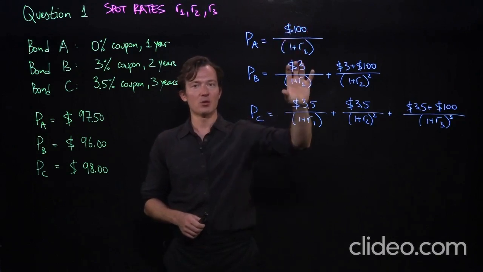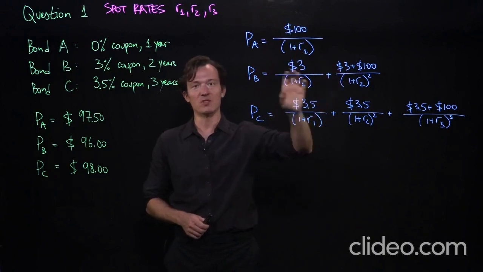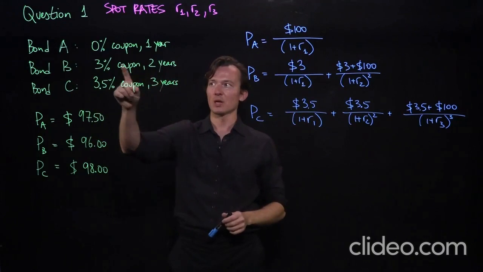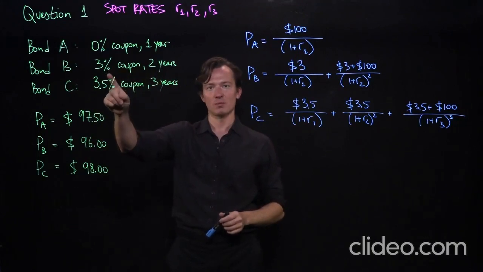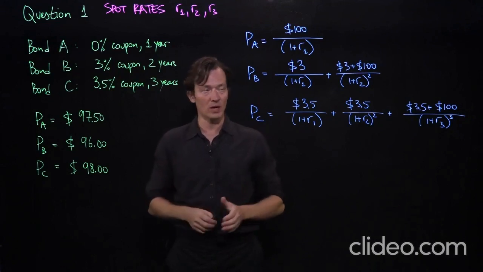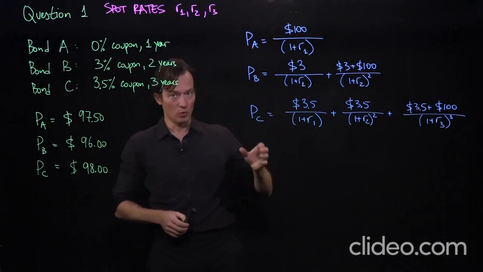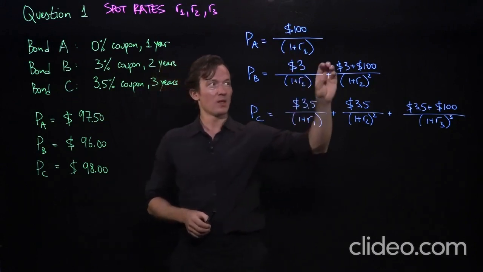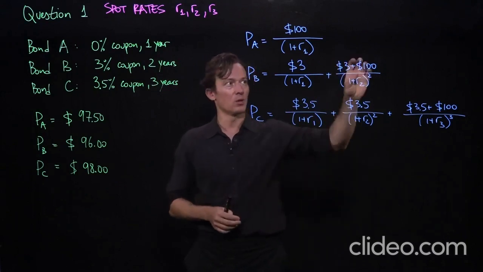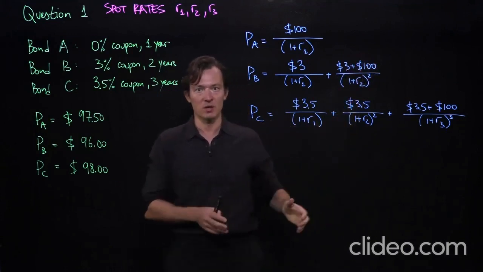The next step is to write the price as the function of the coupon and interest rates for Bond B. So Bond B has 2 years until maturity and pays 3% coupon. This means that if we are the holder of this bond, we will get $3 at the end of year 1, which is our first coupon. We'll get $3 at the end of year 2, which is our second coupon, and then we will get the face value of $100 paid to us at the end of year 2.